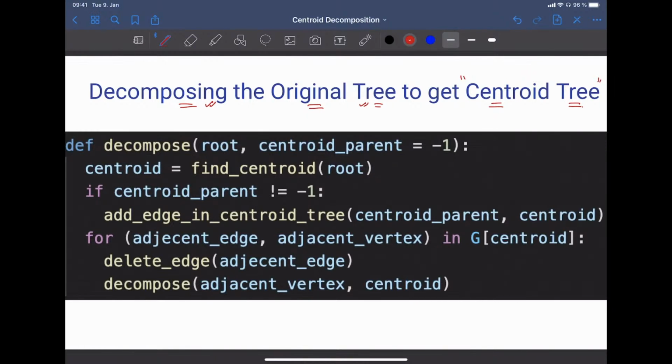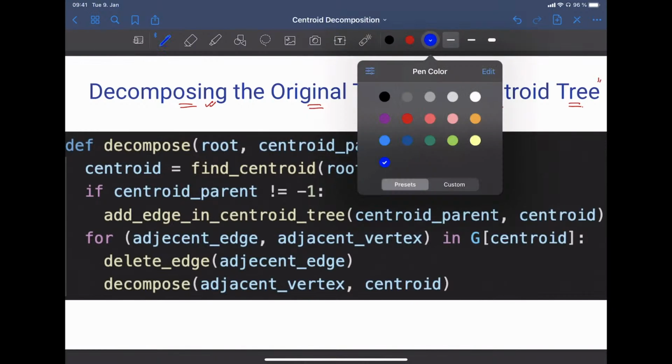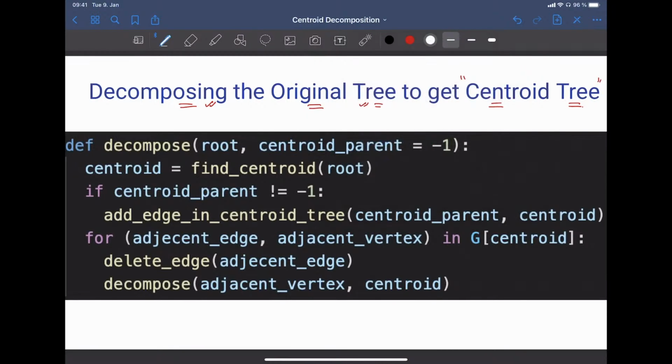Purely in terms of an algorithmic procedure, we have a procedure called decompose, which takes an arbitrary vertex, say root, and the centroid of the parent. Just forget about the parent right now. The first thing is you give any arbitrary vertex for the given tree. Suppose you root the tree at node one. So you call decompose one.